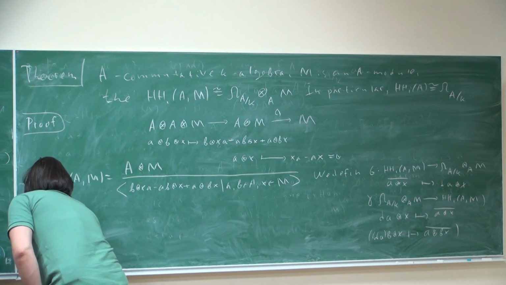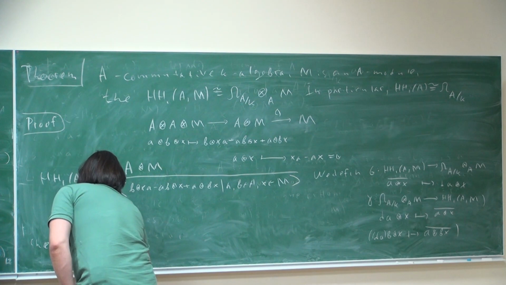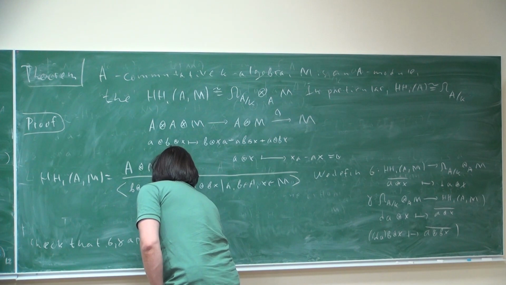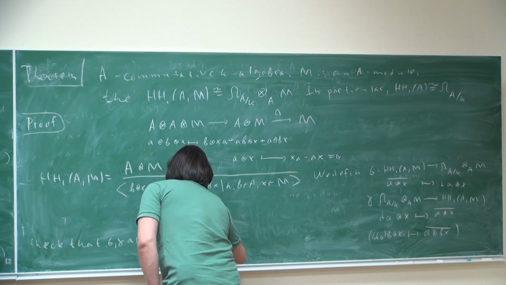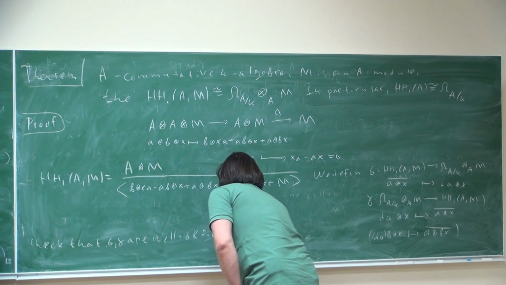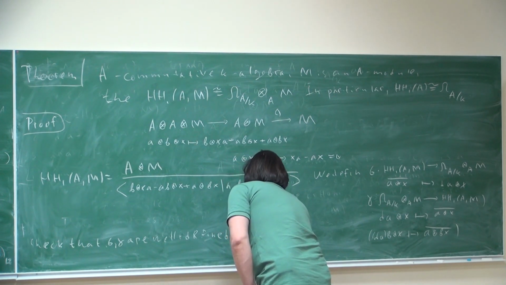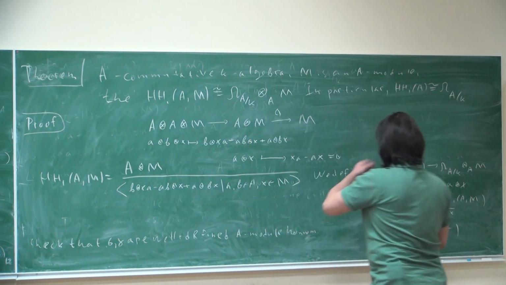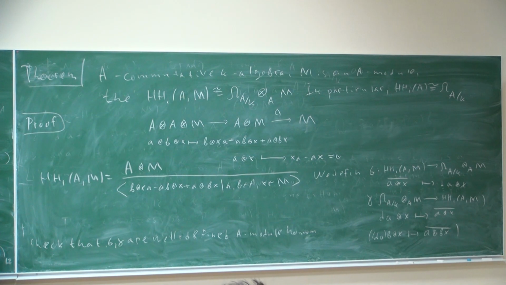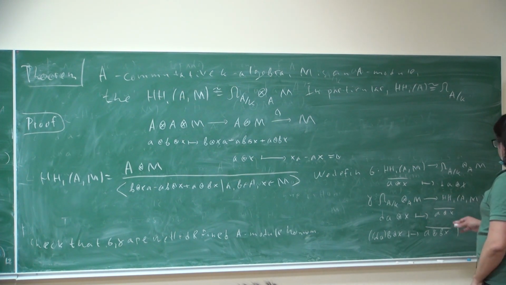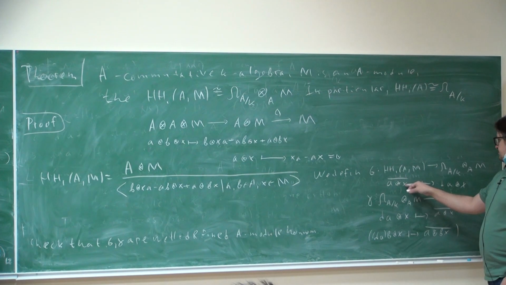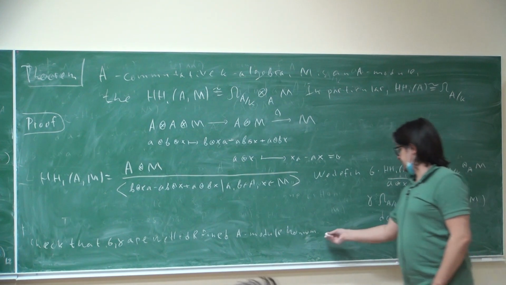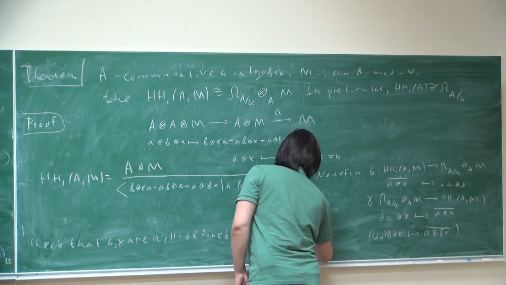One can check that sigma and gamma are well defined and A module homomorphisms. That it is a module homomorphism is clear, because when you multiply here by some b, you multiply simply x by some b and here too. So only well-definedness one has to check, and it's not very difficult.